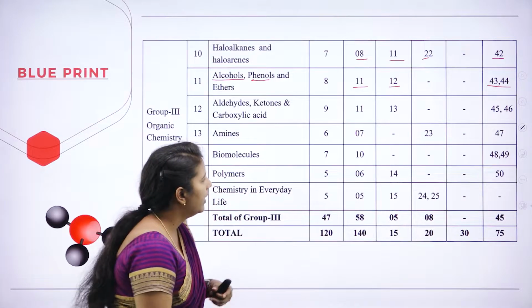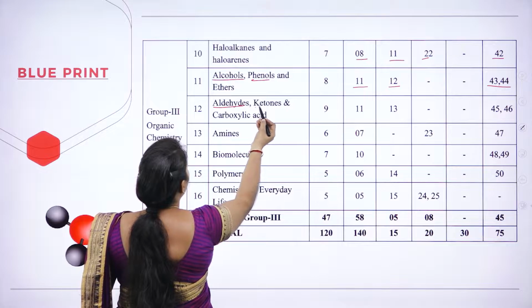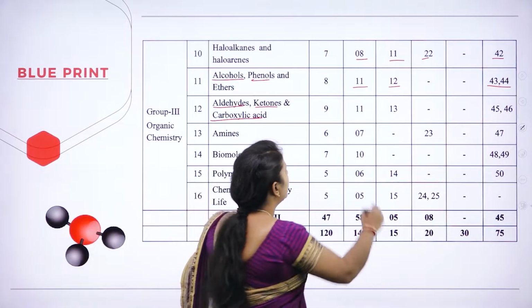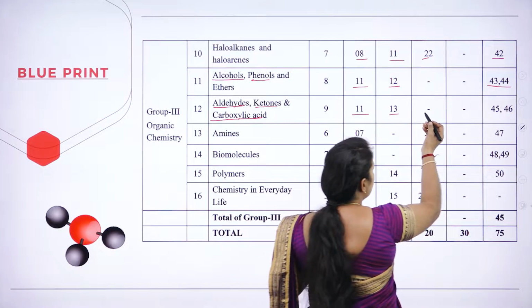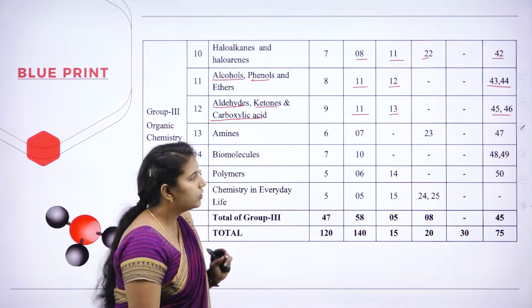Okay. Coming to the next unit, unit 12, aldehydes, ketones and carboxylic acids. From this unit, we can expect 11 marks. There is a 1 mark question. There is no 2 mark and 3 mark. Definitely we have 2 5 mark questions.